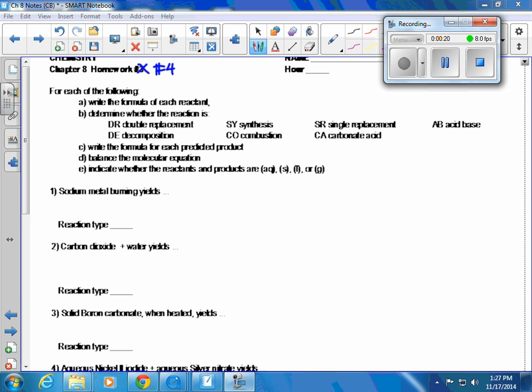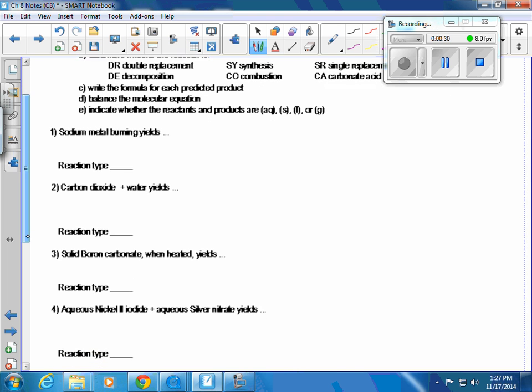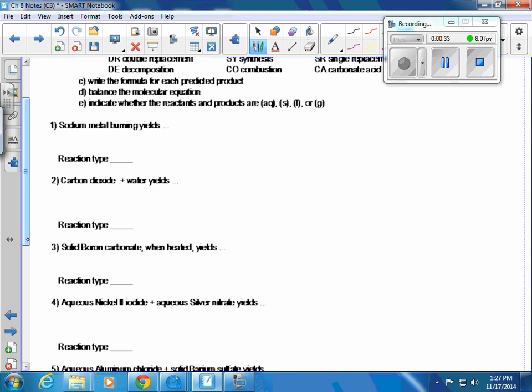We started doing the same thing, writing the formula, finding what type of reaction it is. We're going to predict our products. We're going to say if it's aqueous, solid, liquid, and balanced. So none of that's going to be changing. We just are now given less and less information as these homeworks continue.